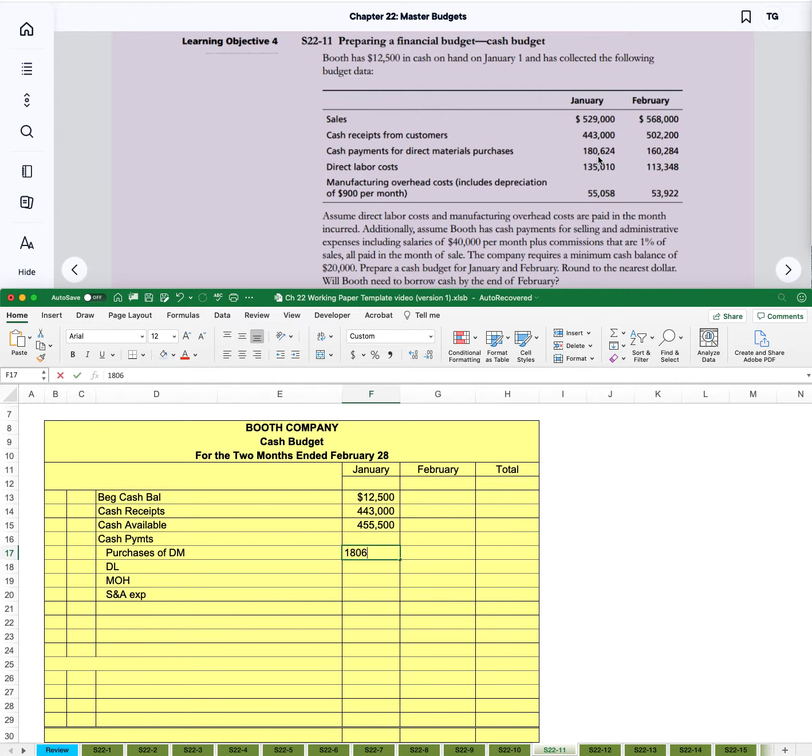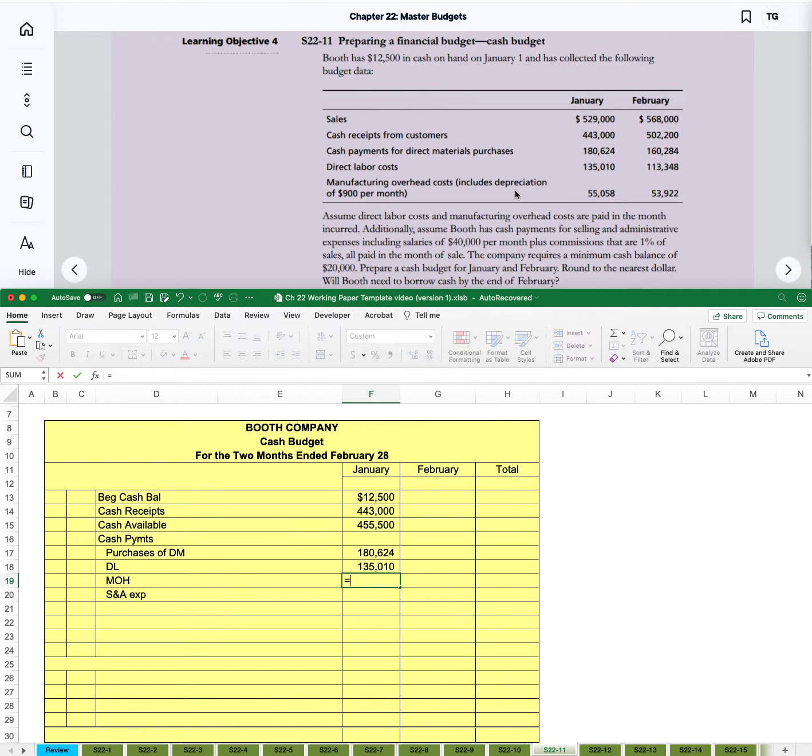So we have $180,624. Direct labor, we have $135,10. Manufacturing overhead, we have $55,058, but it's telling us $900 of that is depreciation. So we need to subtract that out because this is a cash budget. And so we're really just looking at the movement of cash, and depreciation does not impact cash because cash was already paid for that asset in the past, and we're breaking down the expense associated with it over the life of the asset, but cash is not actually being paid in the month of January in regards to depreciation.